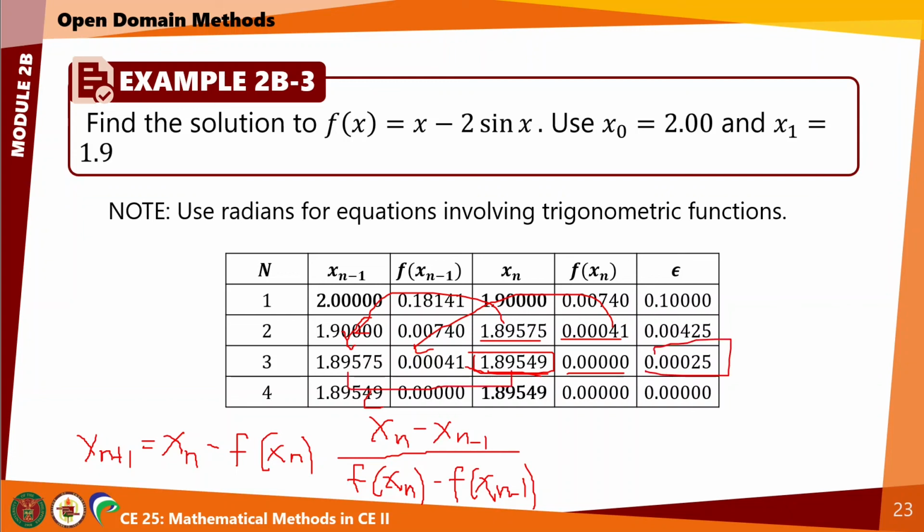As you can see, pagdating parang pang-apat na iteration, maliit na yung error. So, kung ang tolerance mo is 0.00001, okay na yung fourth iteration. Nakuha mo na yung root natin, which is 1.89549.